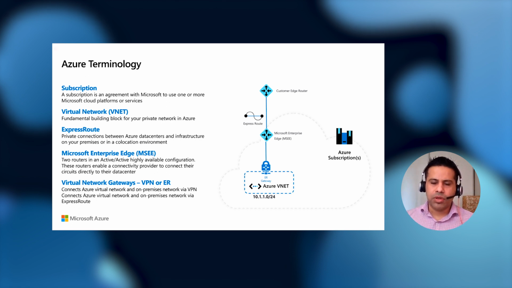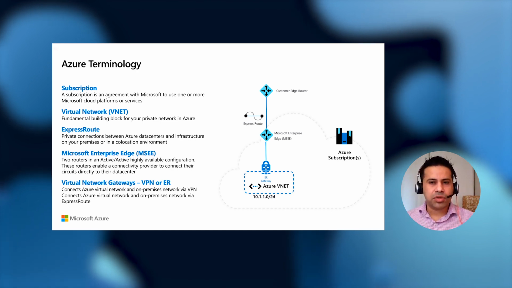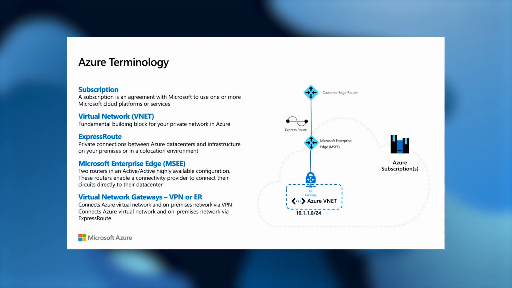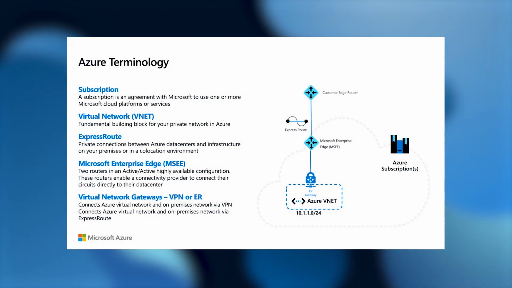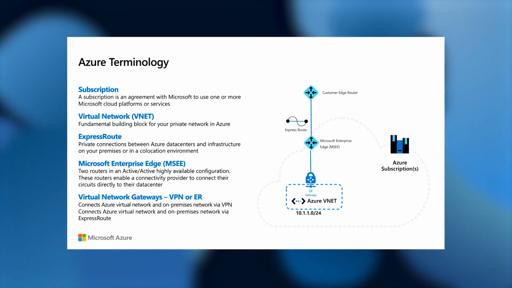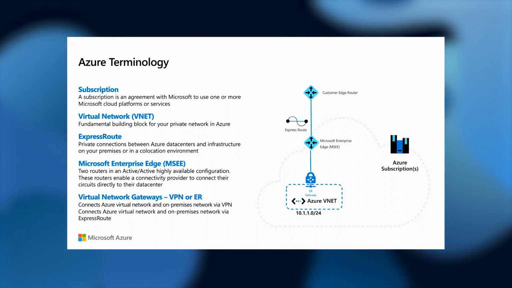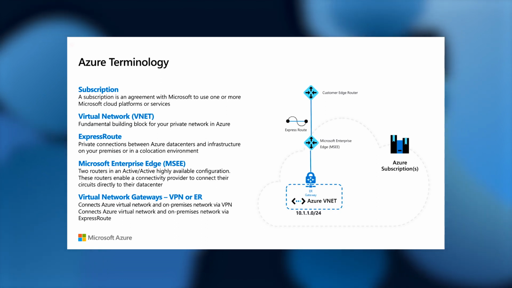Moving on to ExpressRoute. An ExpressRoute is a private connection between Azure data center and your infrastructure in on-premise or in a colo. Here in this diagram, I'm showing one ExpressRoute, but typically you will have two ExpressRoutes for redundancy. This connection would be provided through a connectivity provider. Now, to provide this connectivity on the Azure side, we have something called Microsoft Enterprise Edge. These are two routers in active-active HA configuration, and these routers would enable a connectivity provider to connect their circuits directly to their data center and provide you that dedicated connectivity.